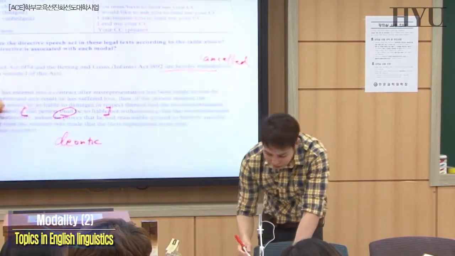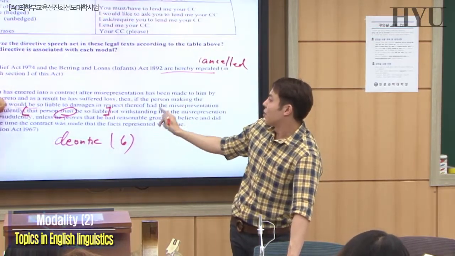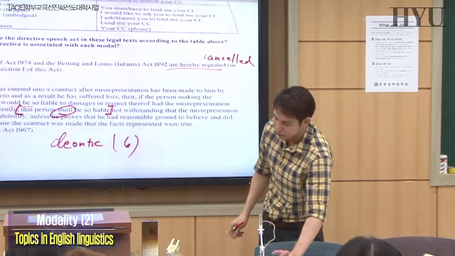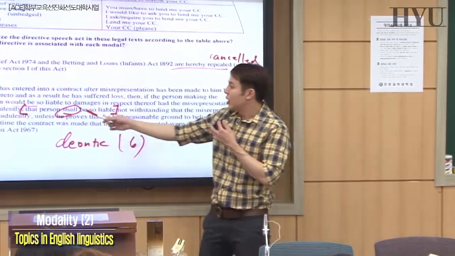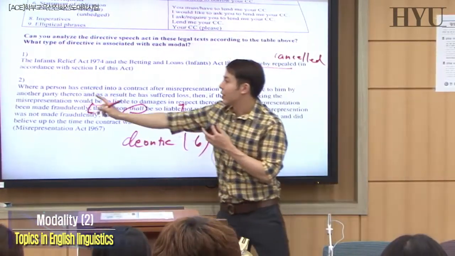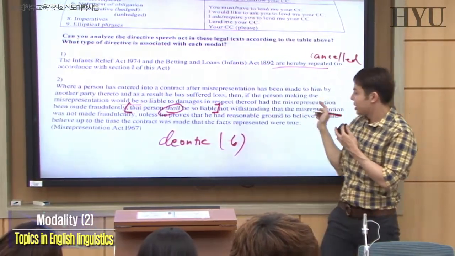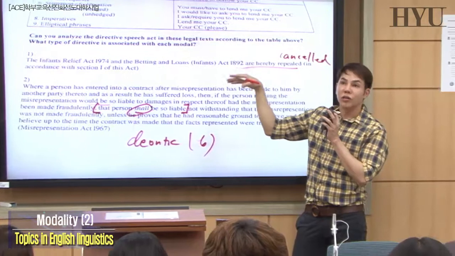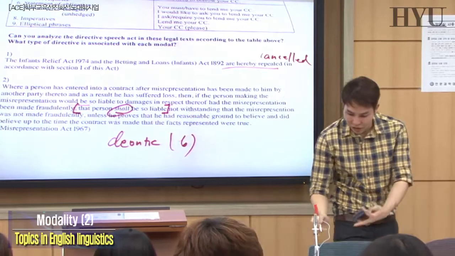Statement of obligation, number 6. Because it's direct and it's a statement of obligation, that person must be liable, that person must be responsible. In the subordinate clause, we have this if clause: if the person making the misrepresentation would be so liable had the misrepresentation been made fraudulently. So you have the if clause, the hypothetical type. Unreal, irrealis.